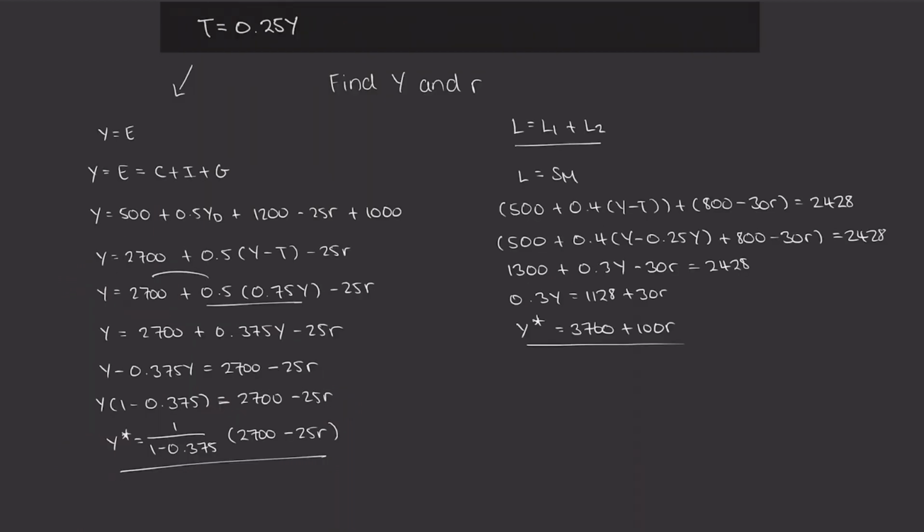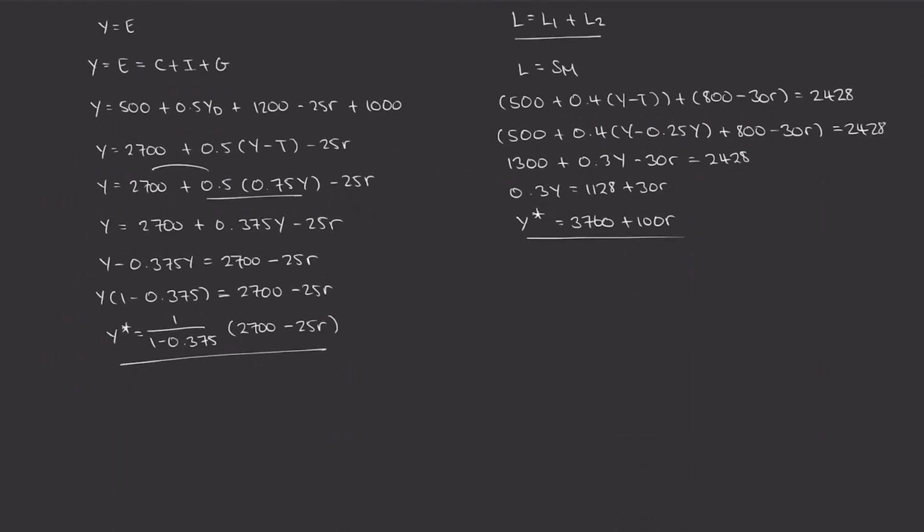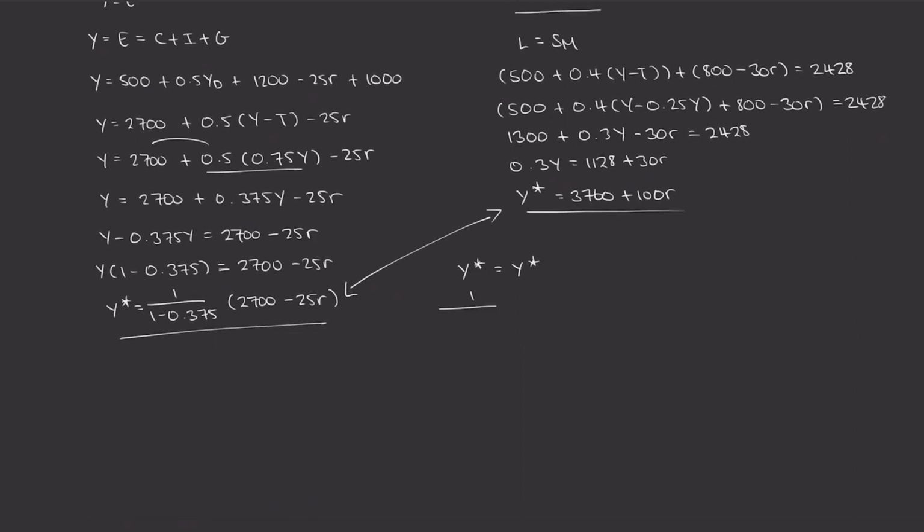Okay, so I've completed the money market equilibrium, obviously making y the subject. So then we can now state that y star equals y star, basically our two equations from here and here, and then set them equal to each other, and then you find r, and then it's just a simple case of simultaneous equations to find y star. So I'm going to do that really quickly also. So yeah, see you in a minute.